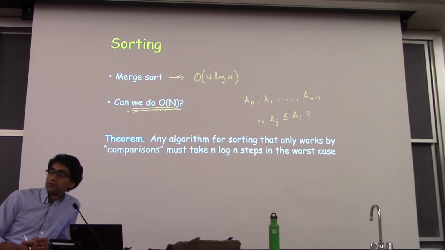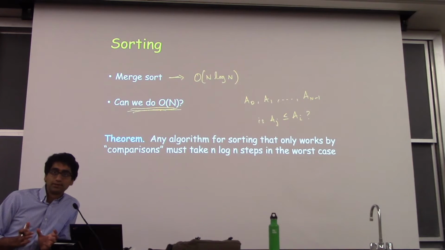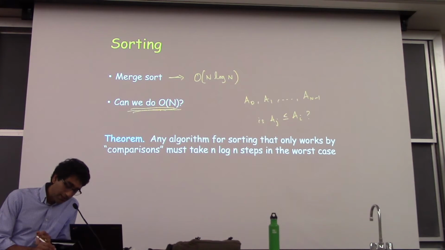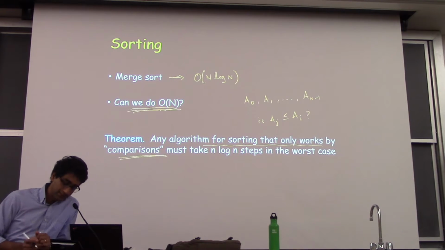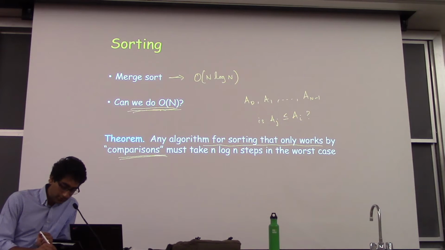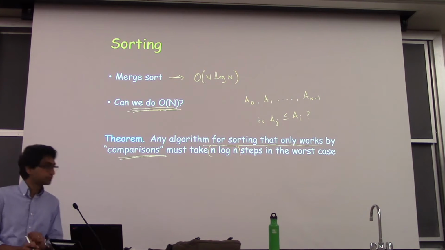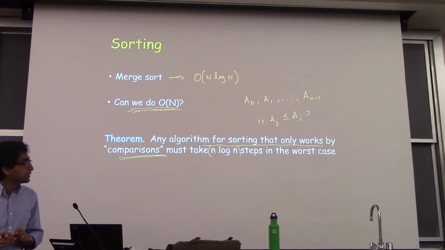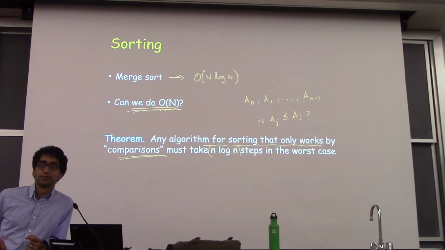Okay. So you only allow comparison queries. And so what we're going to show today is that any algorithm that only does comparisons must take at least n log n steps. So in some sense, merge sort is optimal if you only allow comparisons.